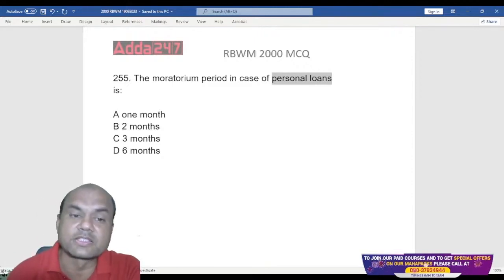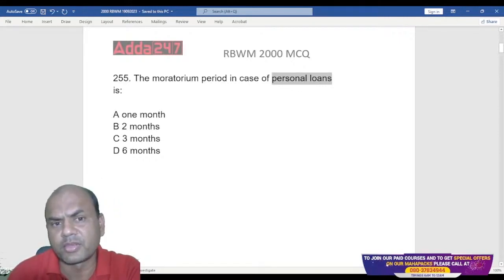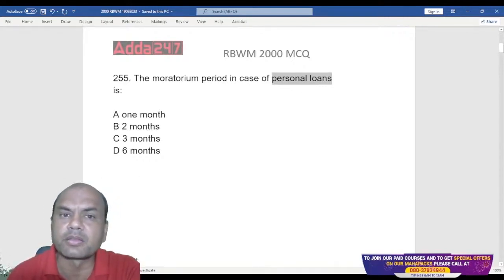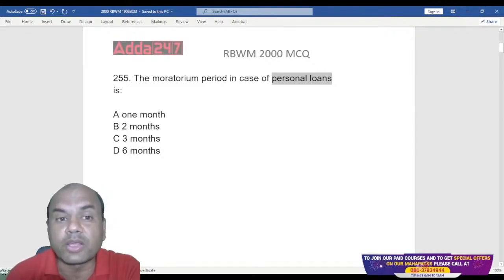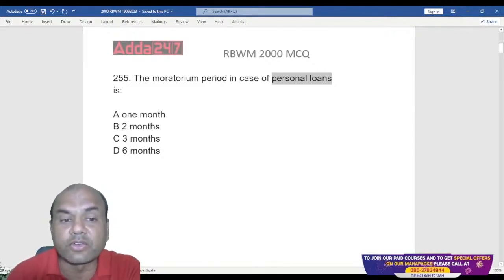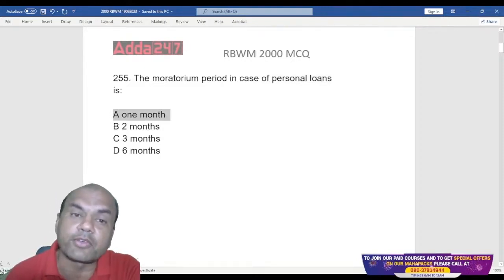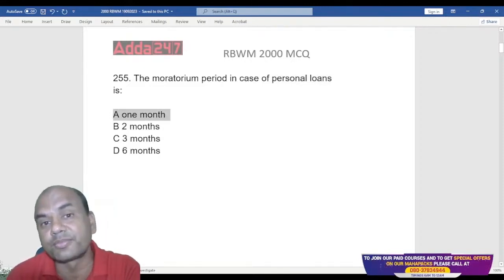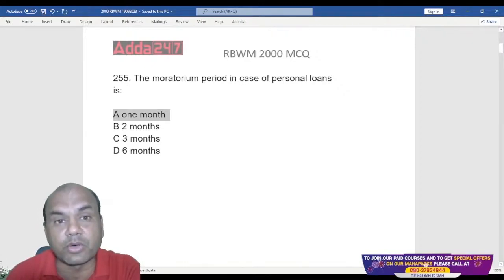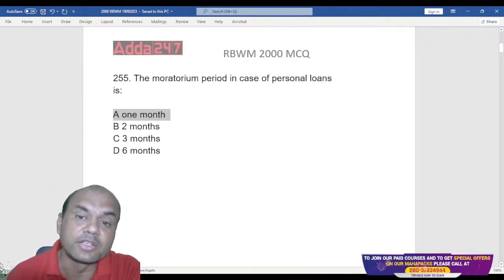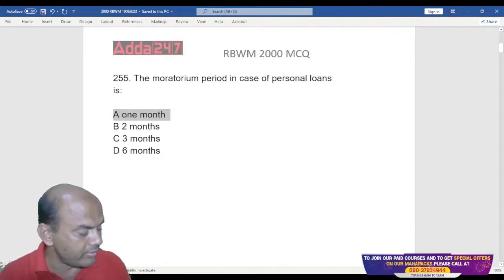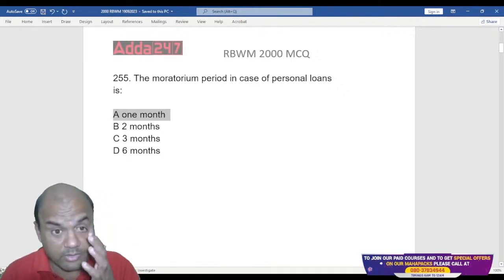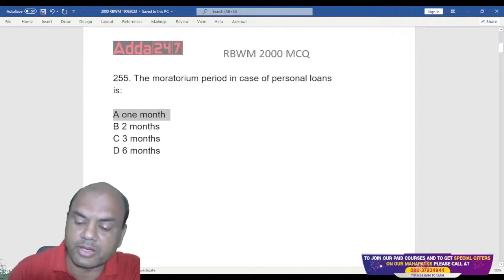For PLs, we don't give any moratorium period. No moratorium period. Then where's the answer? When the answer is no moratorium period, what are you actually saying? You're saying 1 month moratorium period. Why? Because after the disbursement, it takes 1 month for the borrower to pay the EMI, isn't it? So that's why personal loans will have a one month moratorium period. Okay? Got it?